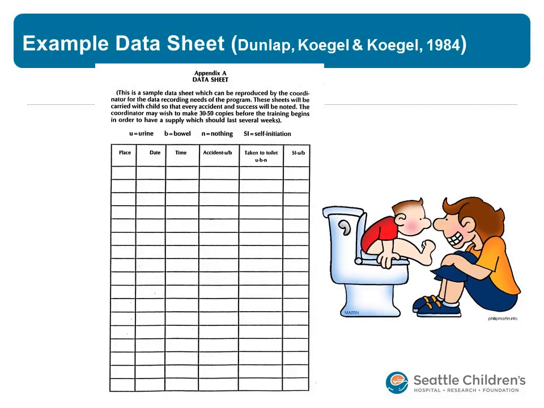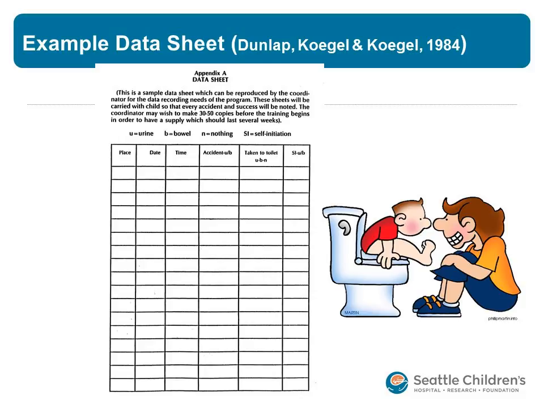So here is an example data sheet, and I want to make sure we give credit to where the data sheet came from. This is from a manual by Dunlap, Kegel, and Kegel, and the full citation is at the end of these slides. This data sheet in this manual is meant for reproduction, so it states specifically in the manual that you can copy it and use it in order to implement these procedures.